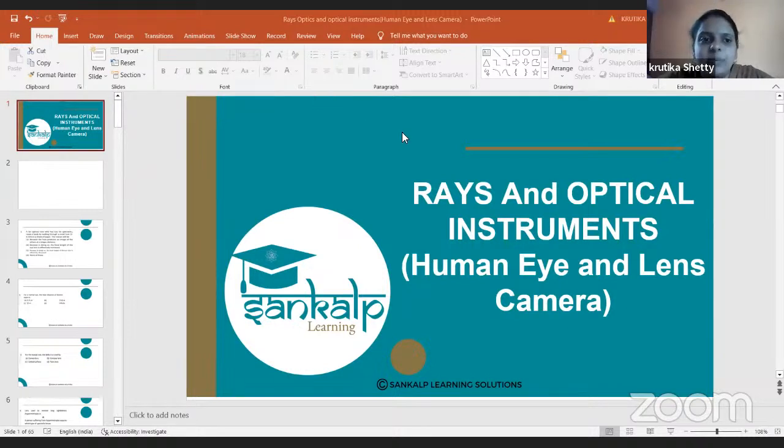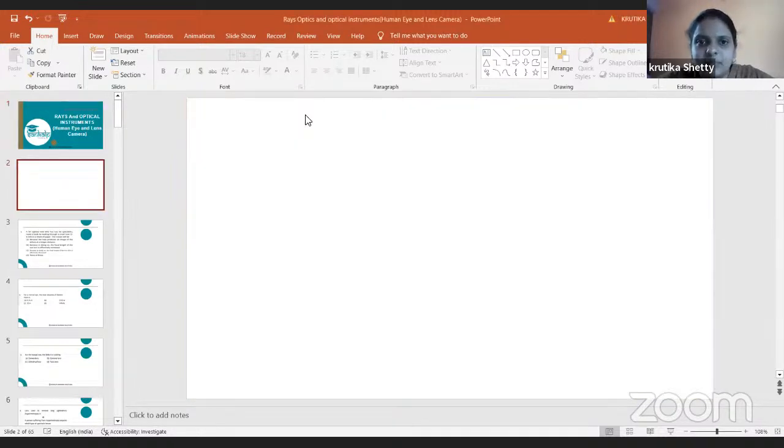Okay, so in optics there are different parts: geometrical optics, ray optics, and other parts. Here we are going to discuss light. So what is light here? Light is a form of energy which gives the sensation of sight. It helps us to see the things in our surroundings.